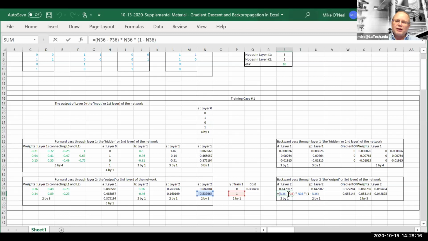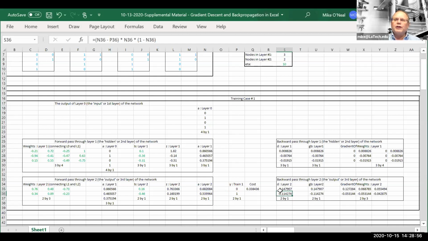But anyway, if we want to look at the computation, you have the output minus the desired output, times the output, times 1 minus the output. And that gives you that bias gradient. Same thing here for this guy. Its output minus its desired output times its output times 1 minus its output. It's right there. That's the equation that we just went over here.